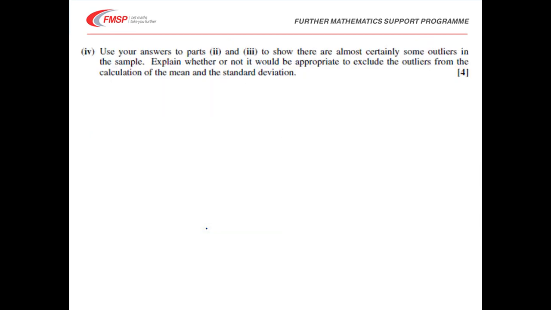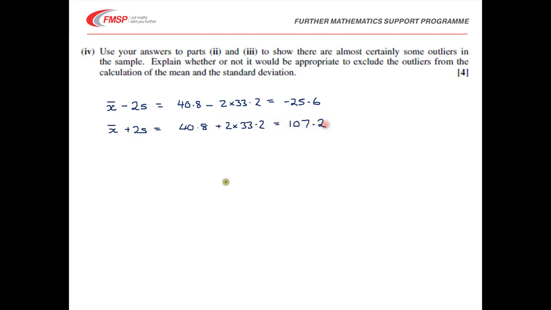Then it says use your answers to parts 2 and 3 to show there are almost certainly some outliers. So this is the other definition of outliers. So you take the mean and you subtract 2 lots of the standard deviation. So the mean was 40.8, and you take off 2 times 33.2, and that's minus 25.6. And then you take the mean and add 2 standard deviations, so 40.8 plus 2 lots of 33.2, and that is 107.2.